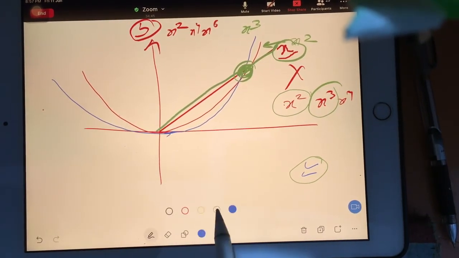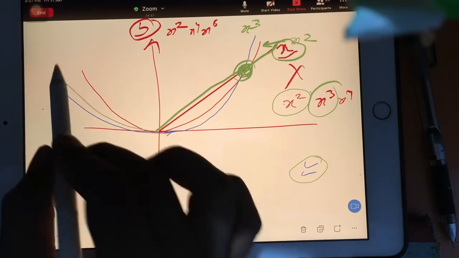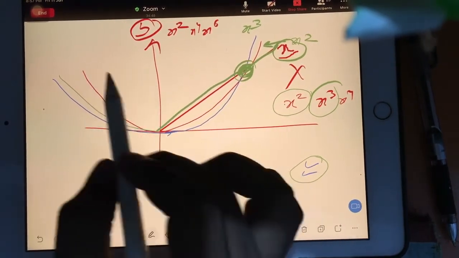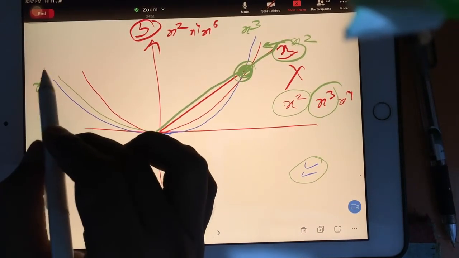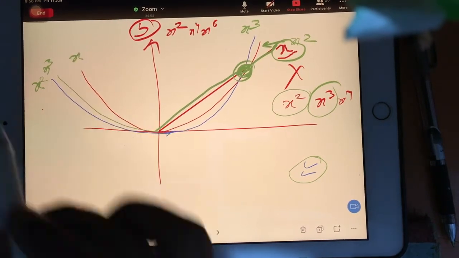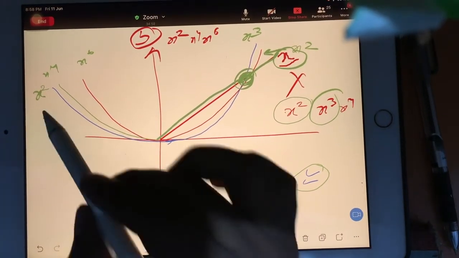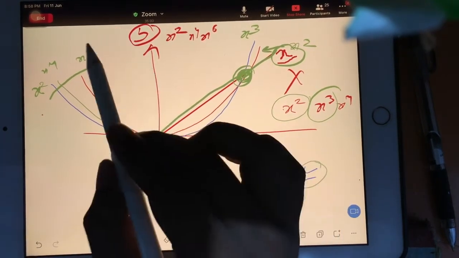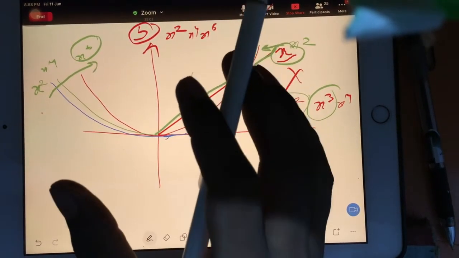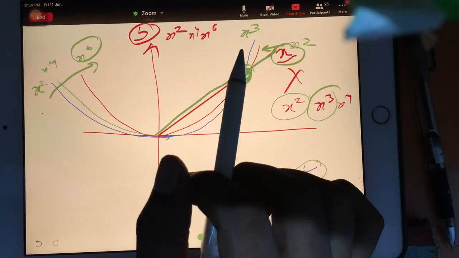Which curve? Only the even curves. So this will be your x square, this will be your x cube, not cube, x power 4, x power 6, like this. You can see how the power is increasing, because if power will increase, value will increase faster. So that's why slope is increasing.